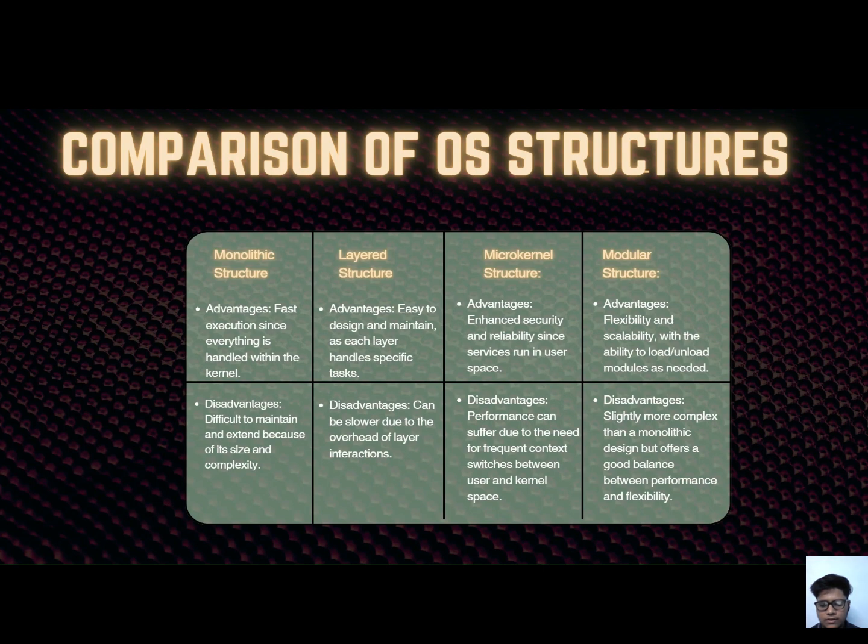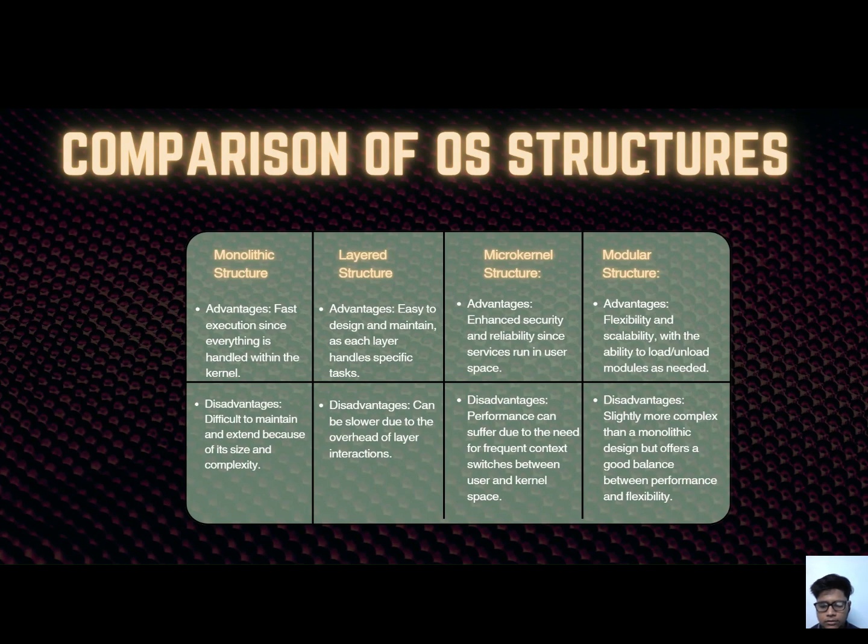Moving on to the layered operating system. This structure makes the operating system easier to maintain because each layer has a clear responsibility. However, the extra overhead between the layers can slow down communication, especially in systems that require real-time performance.